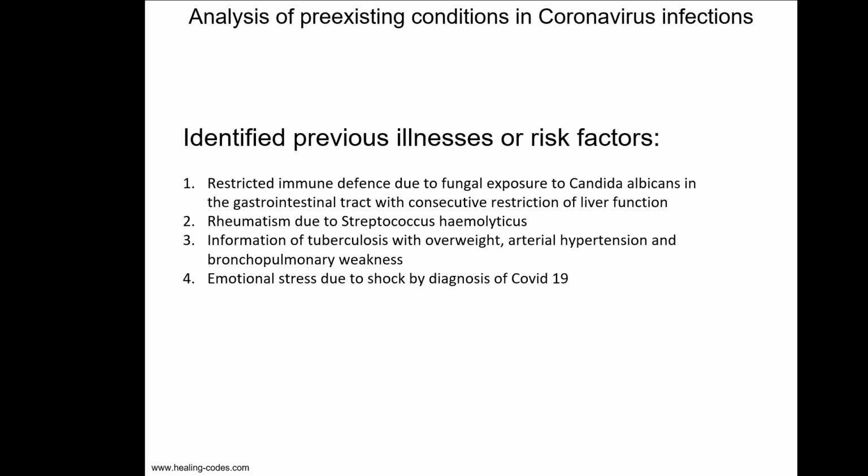First, there is a limited immune defense due to fungal exposure to Candida albicans in the GI tract with consecutive restriction of liver function. Second, there is a rheumatic disease caused by Streptococcus hemolyticus with involvement of the heart and coronary vessels. Third, there is the miasma of tuberculosis with obesity, arterial hypertension, and bronchopulmonary weakness. Fourth, finally, there is also a psychological burden caused by the diagnostic shock.